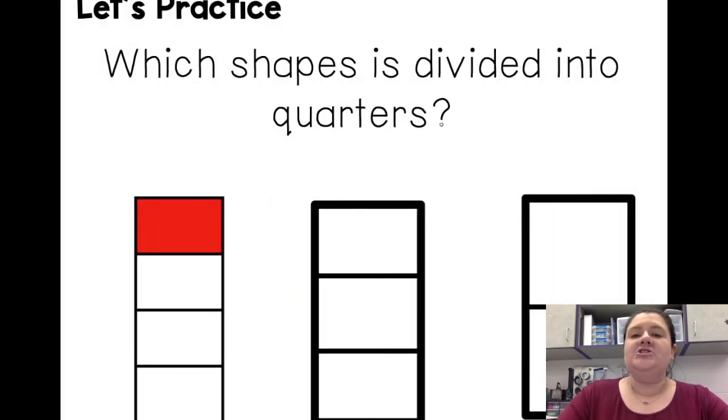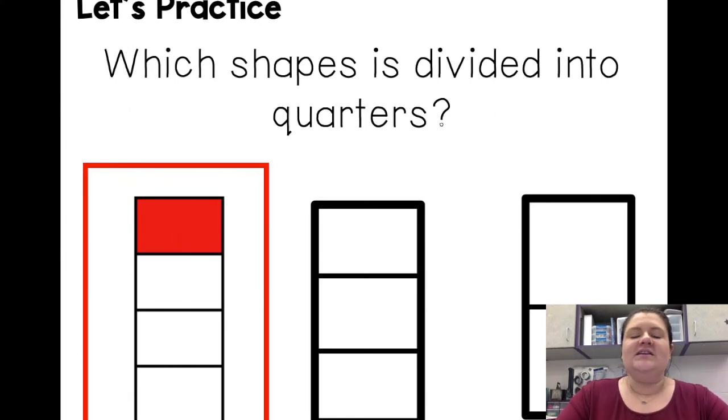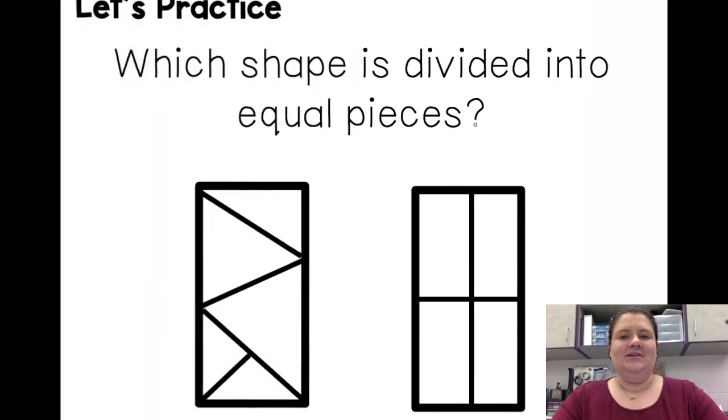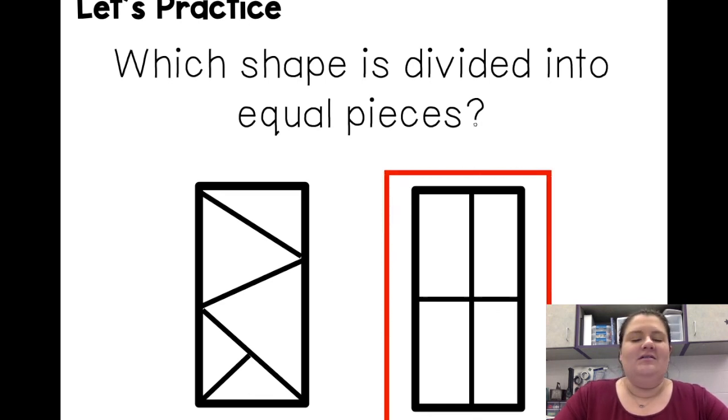All right, which shape is divided into quarters? That means there are going to be 4 equal pieces because remember, 4 quarters equal $1. If you said this first rectangle, you are correct. All right, which shape is divided into equal pieces? That means they are all the same shape and size. Now, if I look at this rectangle right here, it looks like it almost is divided into equal pieces, but this bottom triangle right here is actually split into two, so no. This rectangle right here on the right is divided into equal pieces.